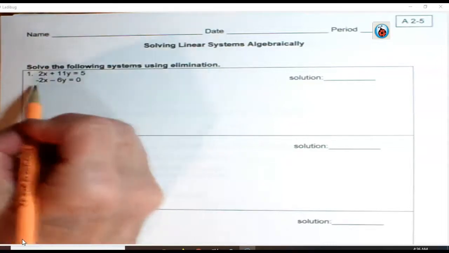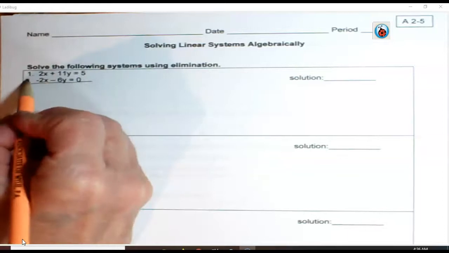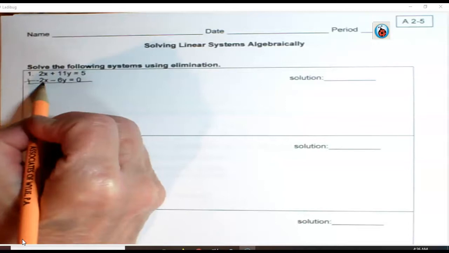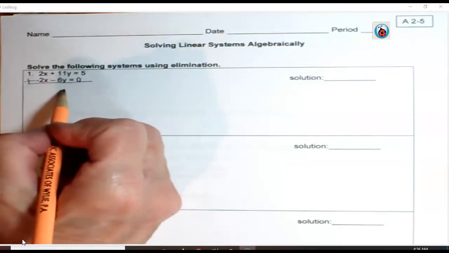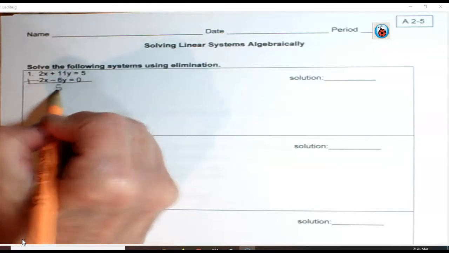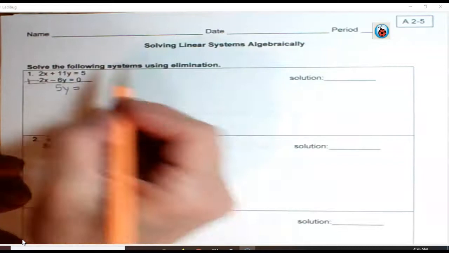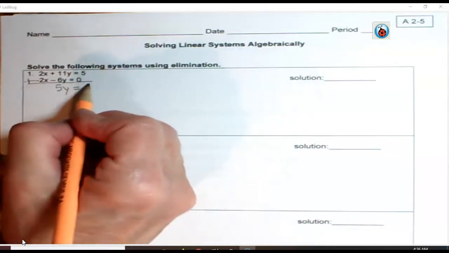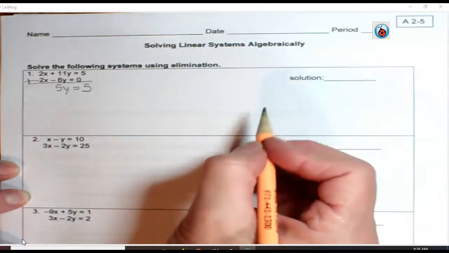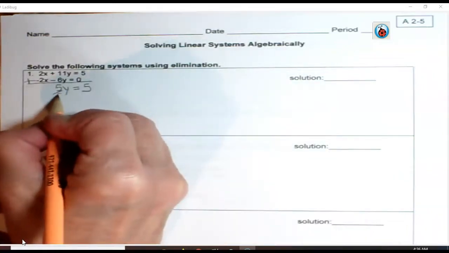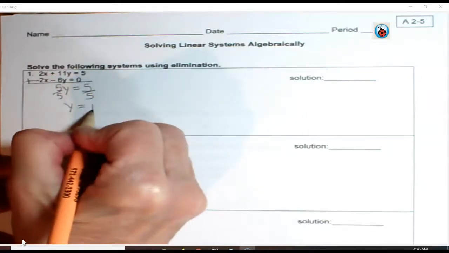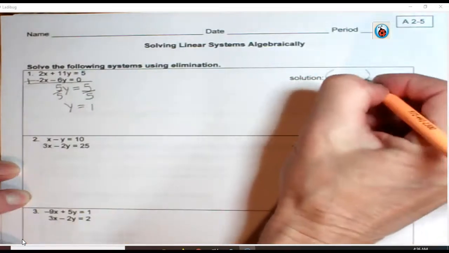If I look here, if I add these, 2 and a negative 2, my x is eliminated. So I'm going to go ahead and add all the parts. So 11 and a negative 6y is 5y. 5 plus 0 is 5. Okay, so I eliminated that one variable x. So now I'm going to solve for y. So I'm going to divide by 5, and my y is equal to 1. I'm going to come over here and put that in my solution in the y spot right here.